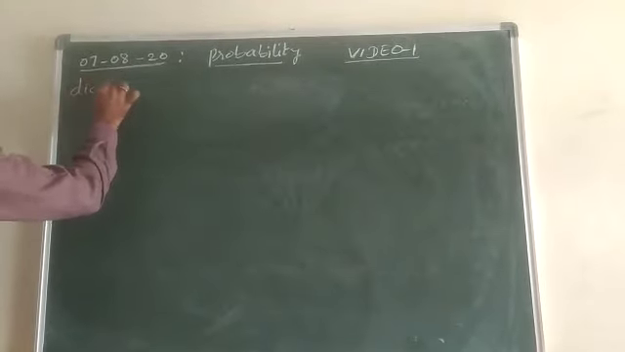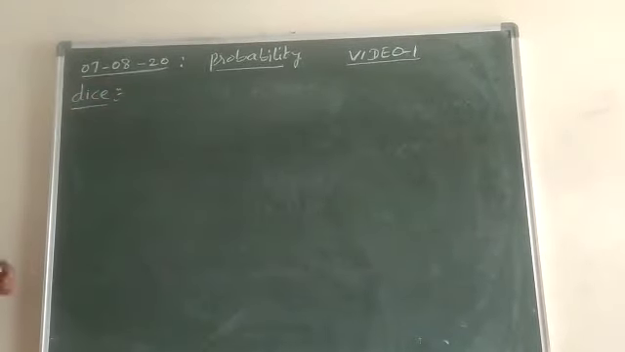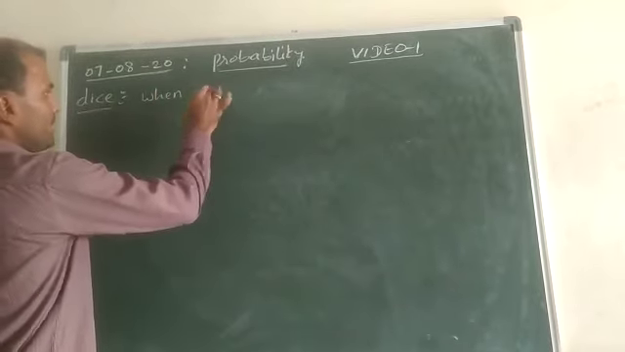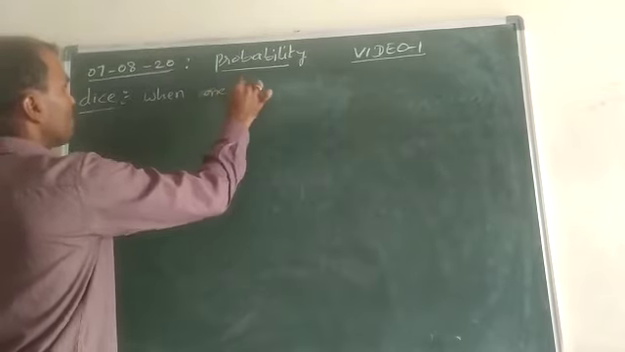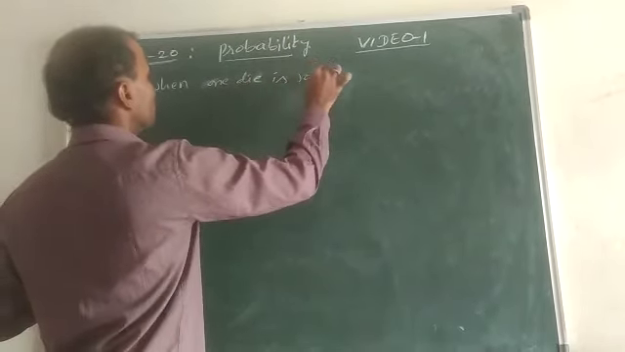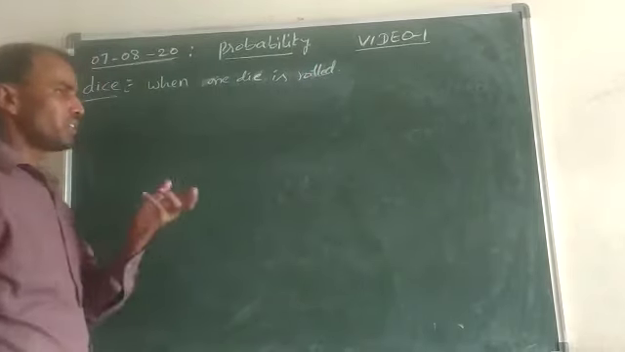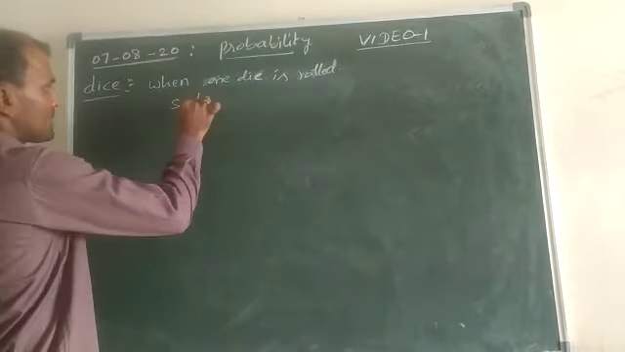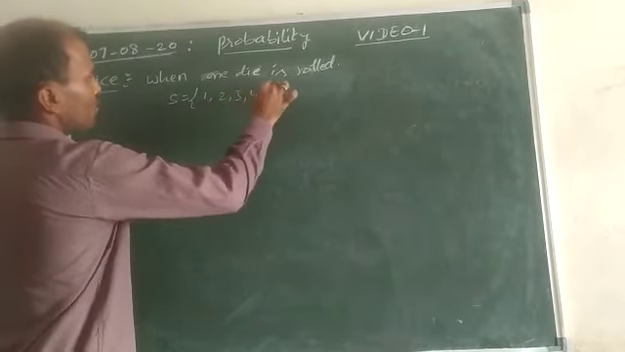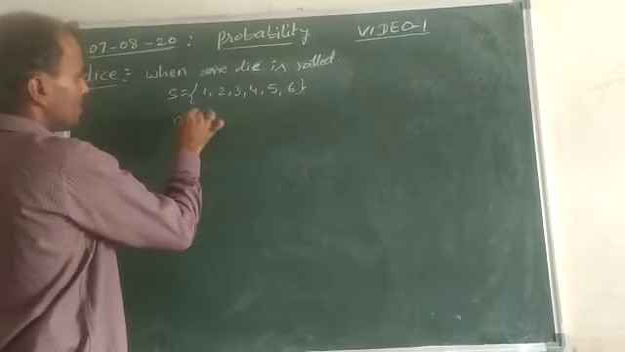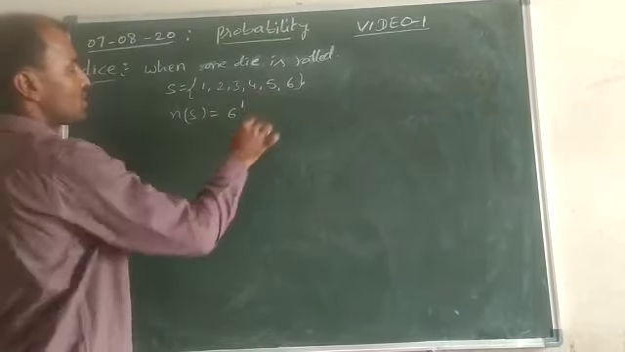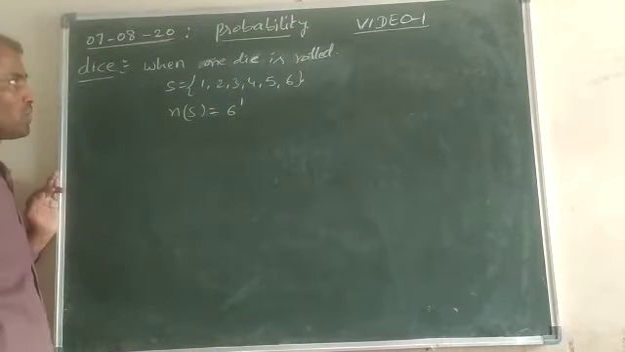Dice. So first case, when 1 die is rolled, now what is the sample space? S is equal to 1, 2, 3, 4, 5, 6. In this case, what is n of S? Clearly n of S is 6 power 1. 6 cases we have when 1 die is rolled, 6 power 1.